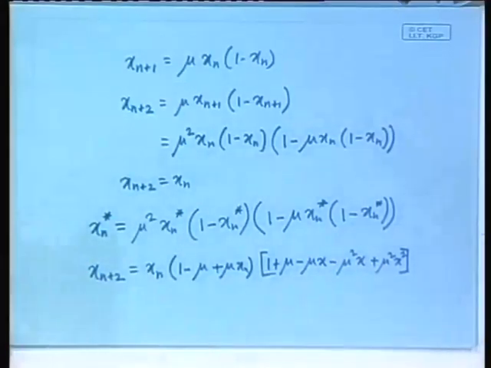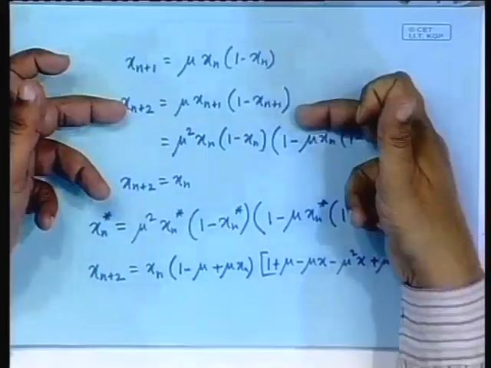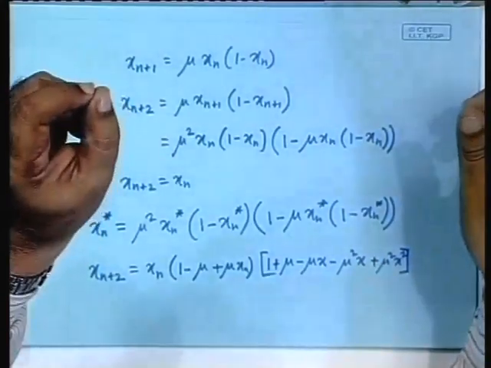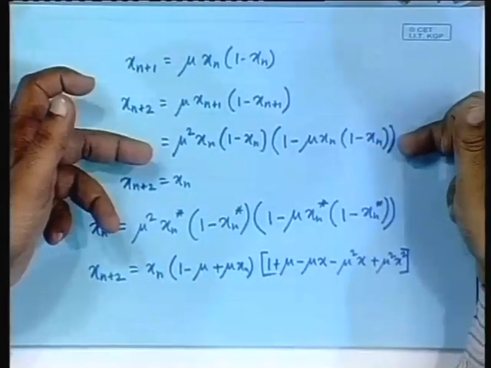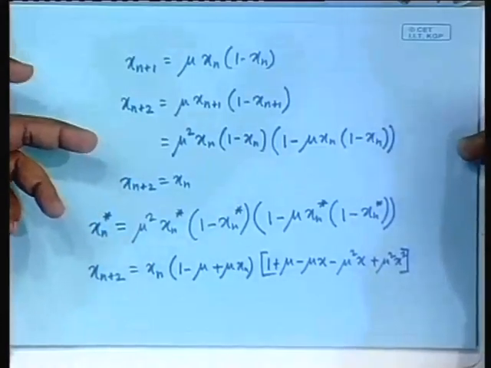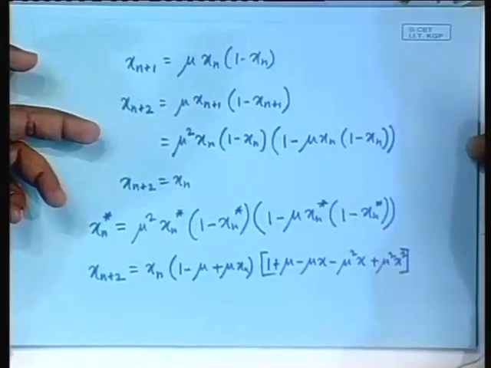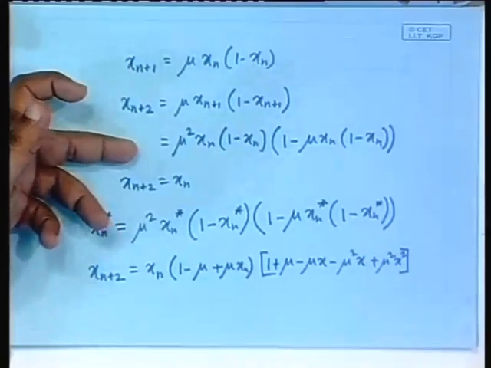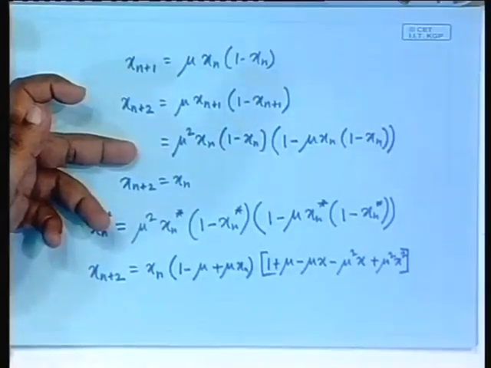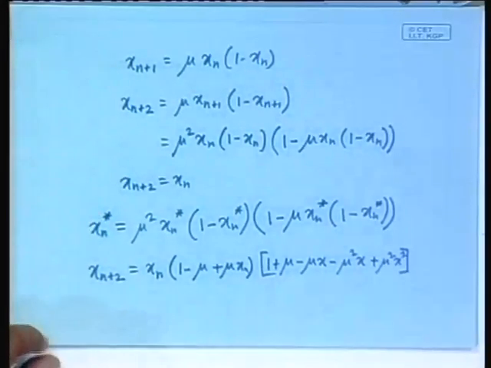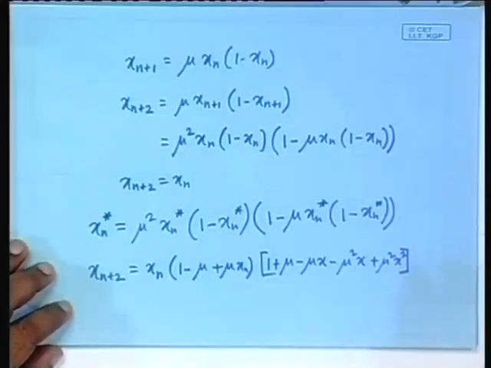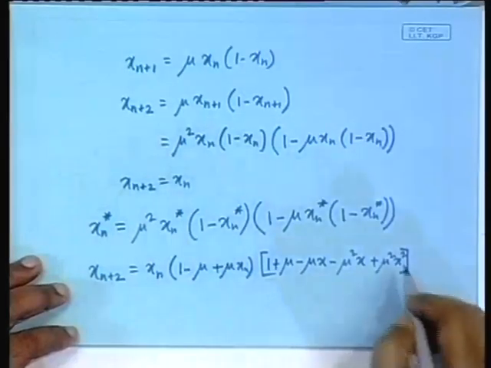Okay, notice the line of argument. We have written the expression for x n plus 2 in terms of x n. Now, we say that in order to find the location of the fixed point, I have to equate the left hand side and the right hand side. You will have to put the left hand side equal to the right hand side. So 0 equal to x n into 1 minus mu plus mu x n. Right, I will have to put 0.